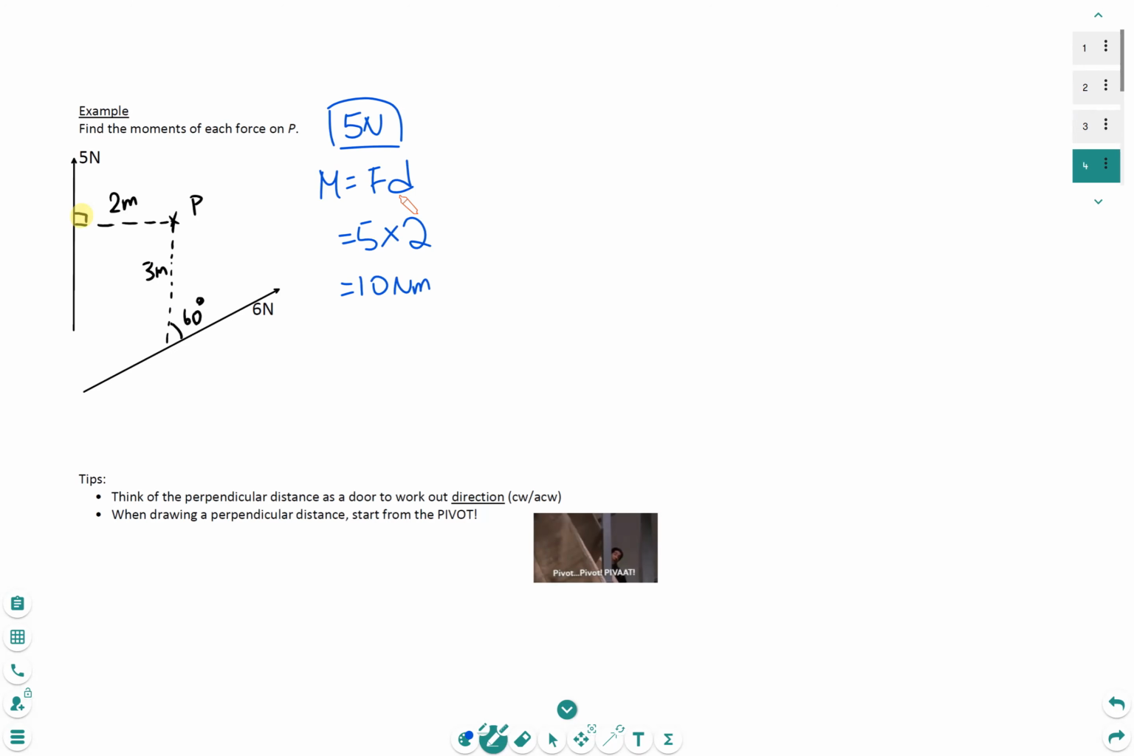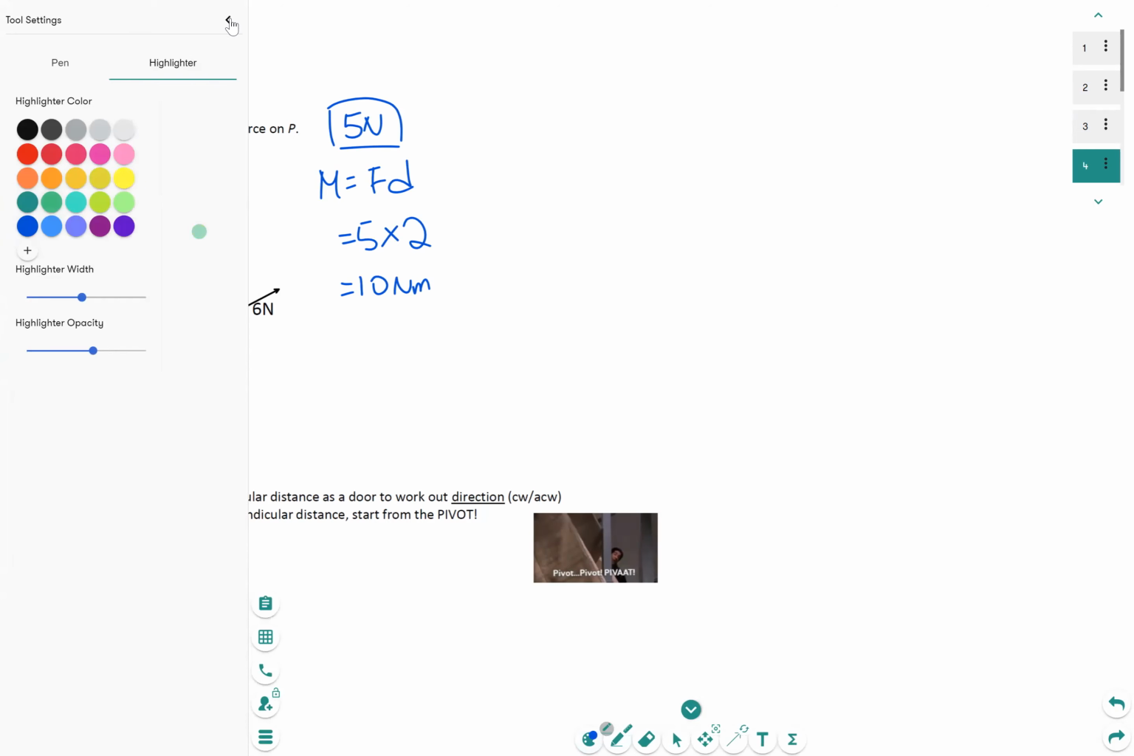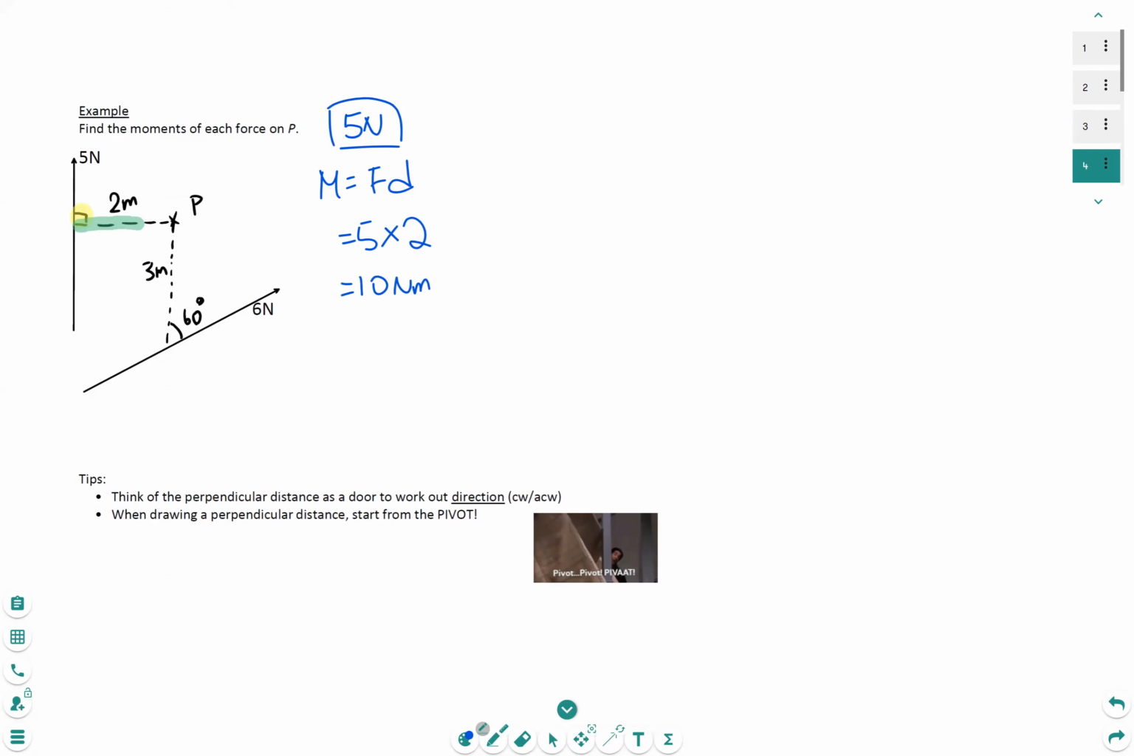Now, think about what the direction is, okay? Use the distance as the door. That is your door. When you push it in the same direction as the 5 Newton force, how would it rotate? It will be rotating clockwise, because if you push it upwards, the door will rotate that way. So we can use the clockwise symbol for clockwise.